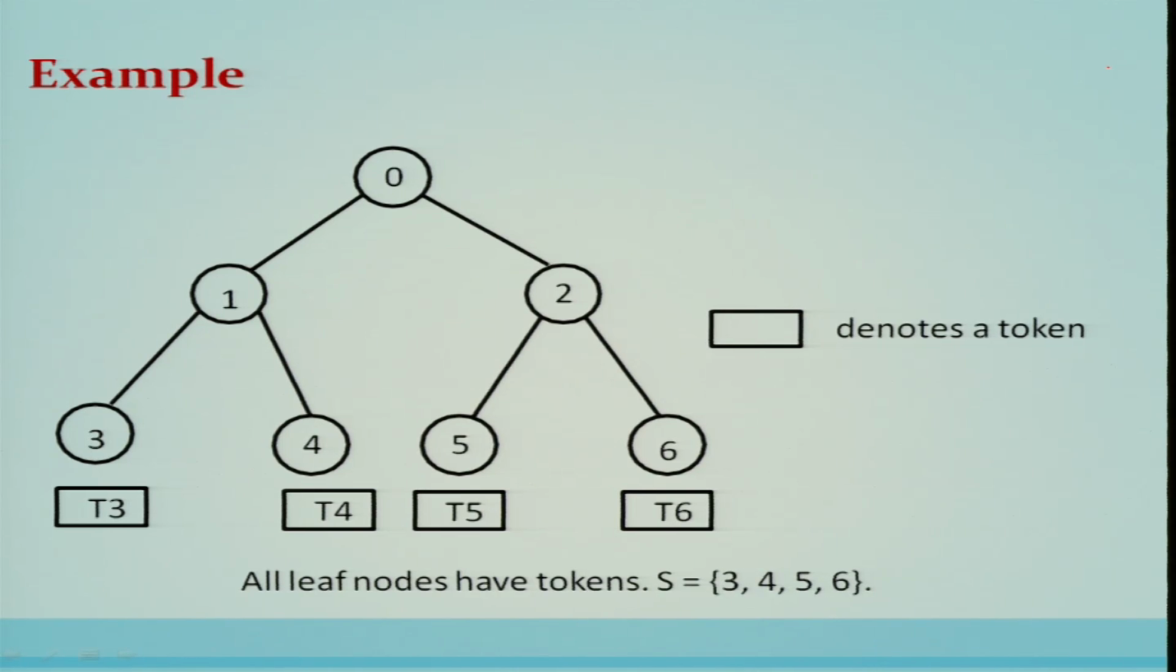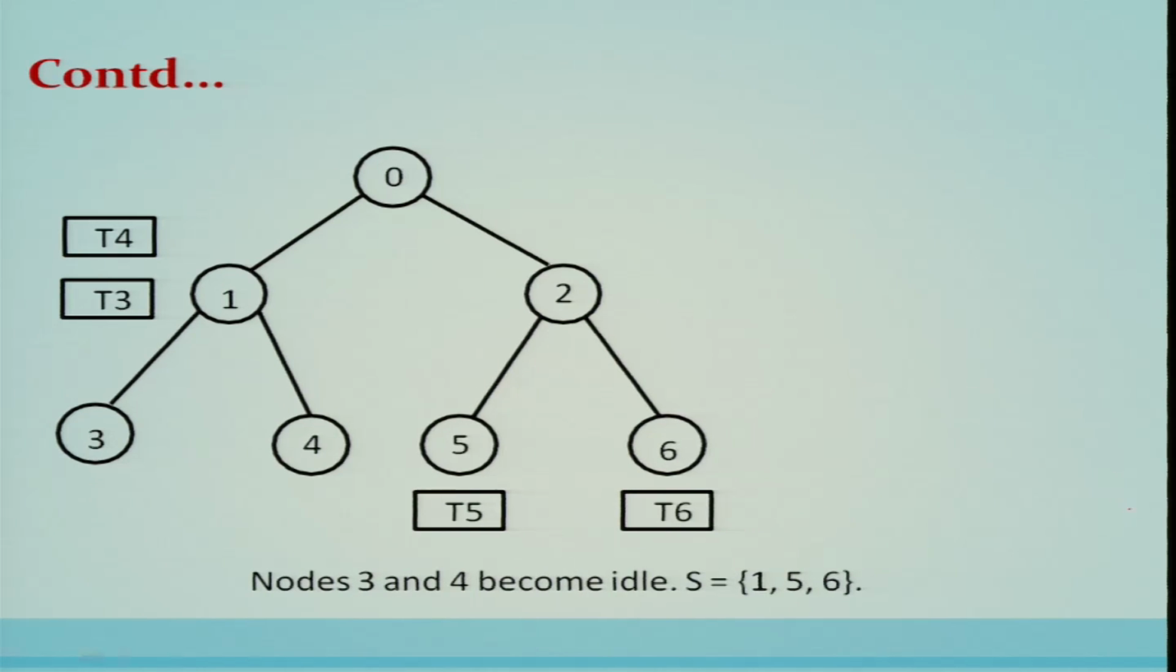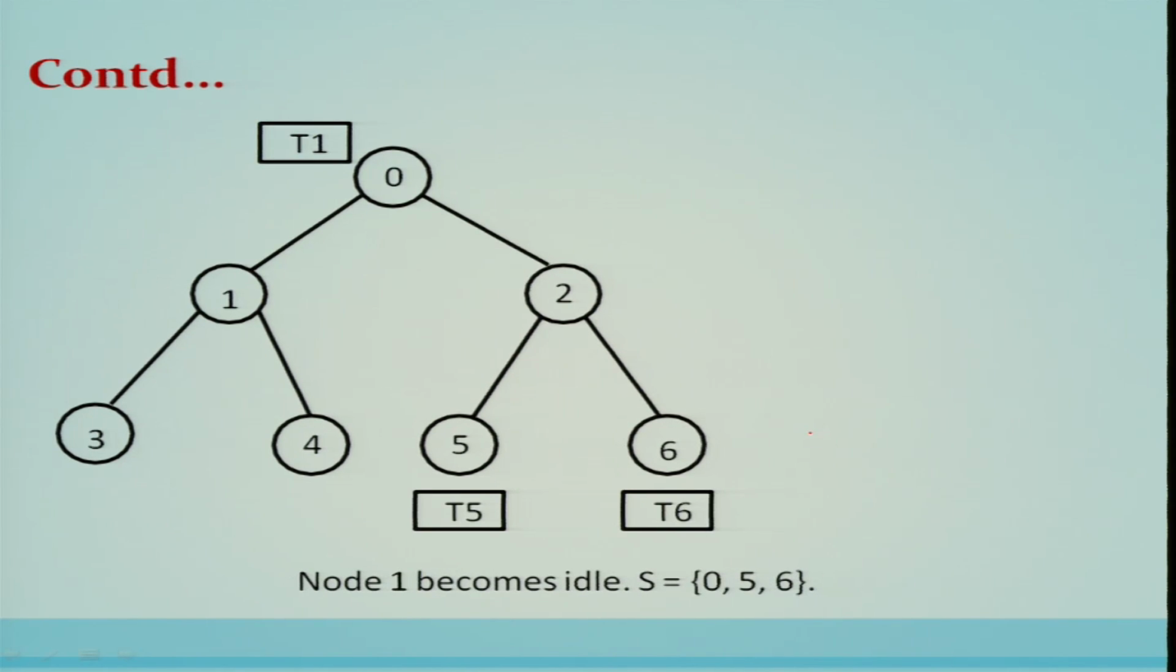As in the algorithm, all the leaf nodes are given the tokens initially. Now, when these leaves finish their computation, they will send the token to the parent. Here you can see that this particular node and this particular leaf have finished their computation, so they have sent their token to their parent, and they become idle. The set S, which initially was 3, 4, 5, 6 because they had tokens, now has the active processes 1, then 5 because it has a token, and then 6. Nodes 3 and 4 have become idle as far as the working of the algorithm.